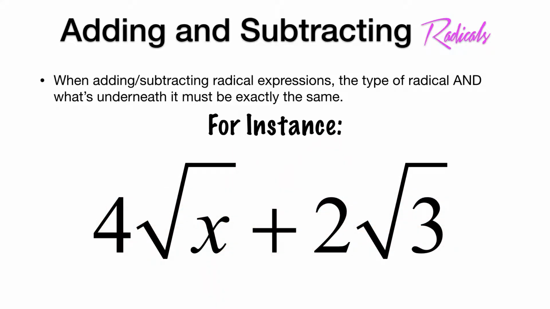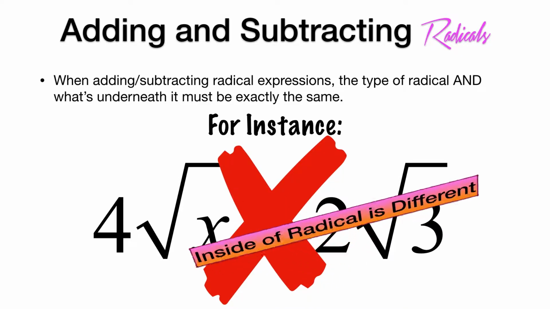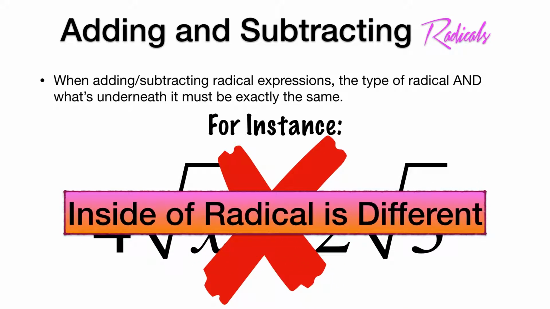Let's try another. This one is both square roots, 4 square roots of x and 2 square roots of 3. Notice it says what's underneath must also be exactly the same, so sorry. But in this case, it's because the inside of the radical is different.